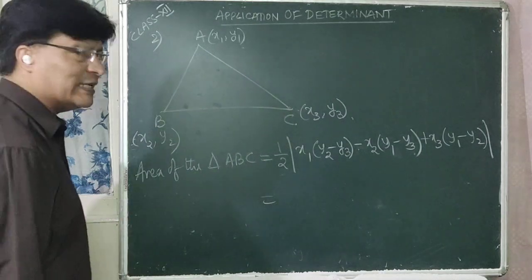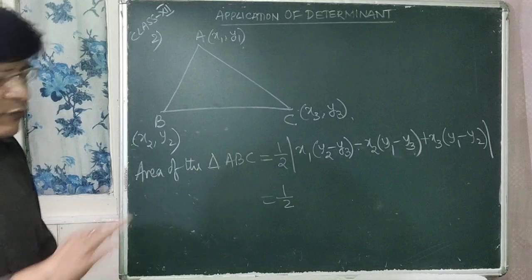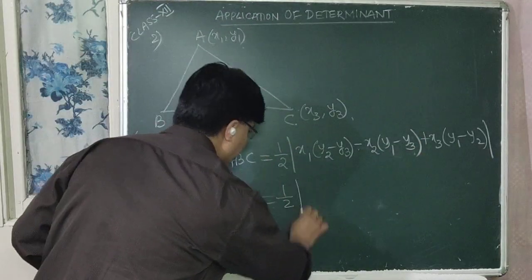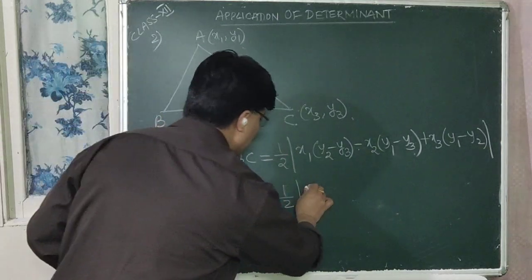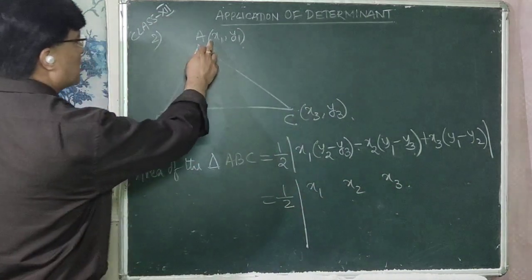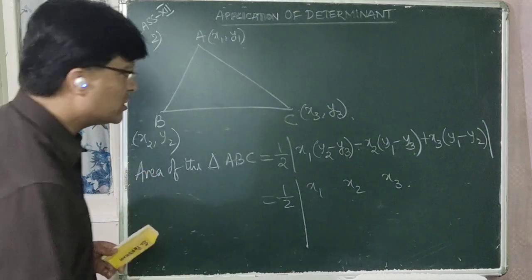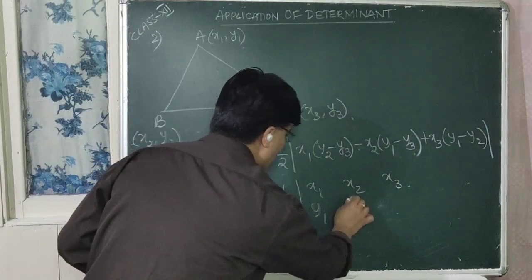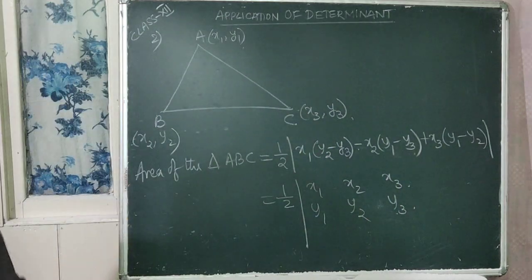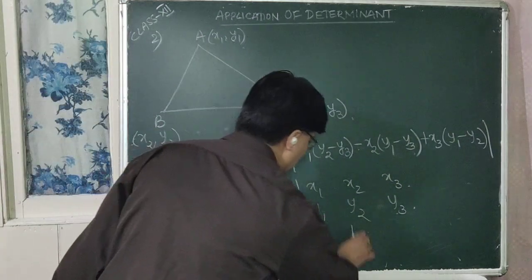So how can you write it in determinant form? Half, that is the expansion of which determinant, right? So it is half into, in the first row you write x1, x2, x3, that is the abscissa of all these 3 vertices, x1, x2, x3. In the second row you will write y1, y2, y3, right? In the third row what will you write? You have to understand it. In the third row you have to write 1, 1, 1.